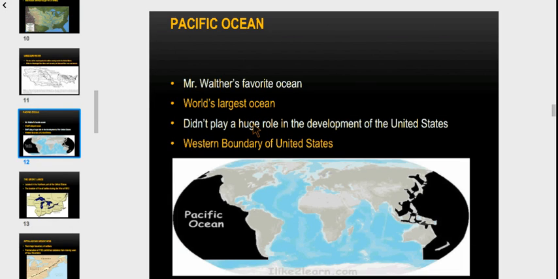It doesn't play a huge role in the development of the United States, but it is the western boundary of the United States. So, western boundary of the United States, Pacific Ocean. And the Pacific Ocean wraps around. So, it's over here as well as over here.